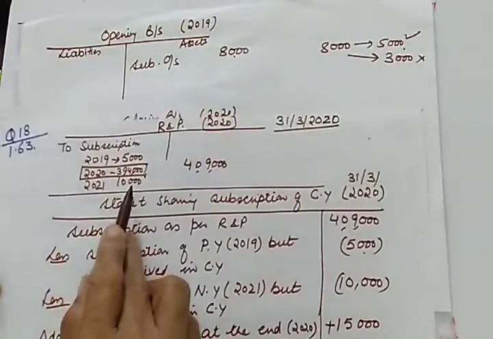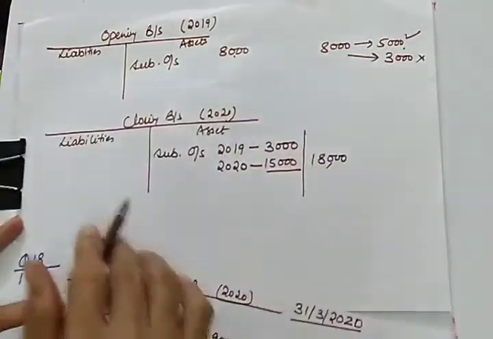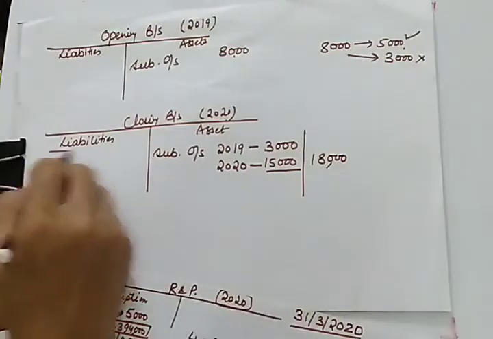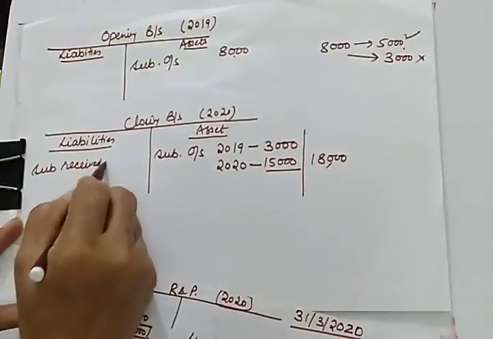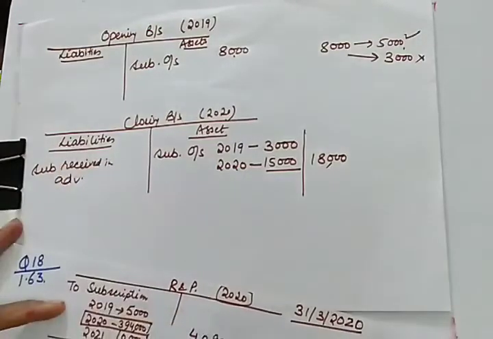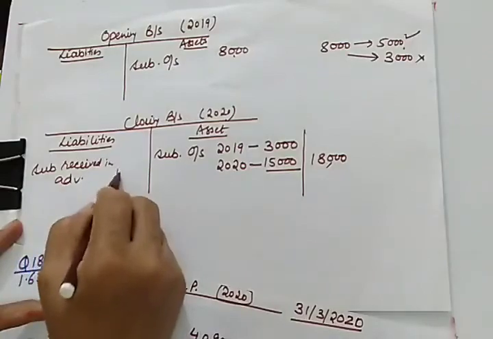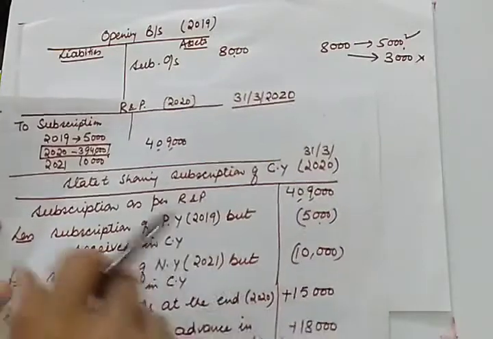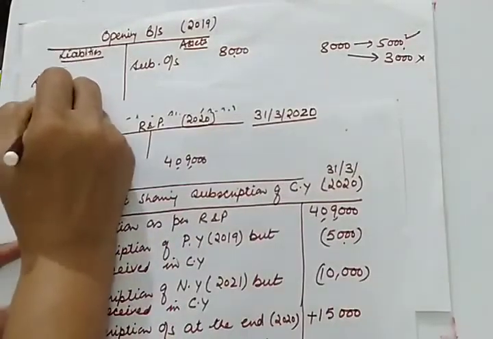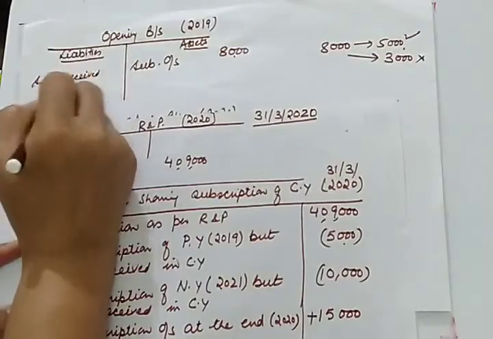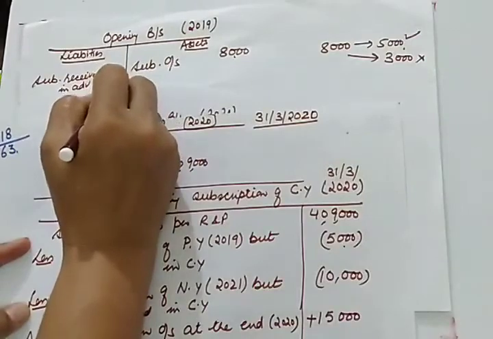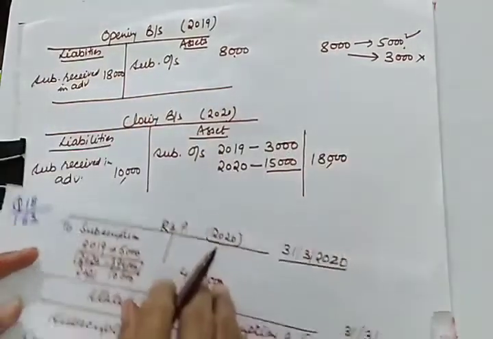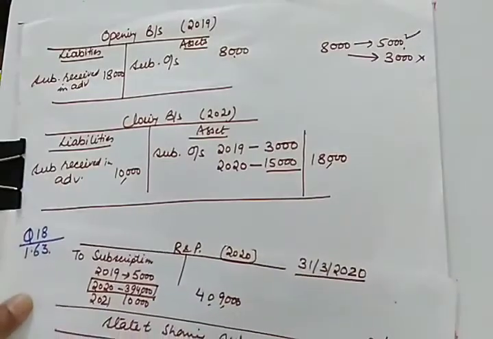Then we received this in advance in the current year. So subscription, this is our liability, subscription received in advance at the end of the year is 10,000, and this is the amount of subscription which we received last year. So subscription received in advance 18,000. So I hope how to show the items in the balance sheet must be clear to you.